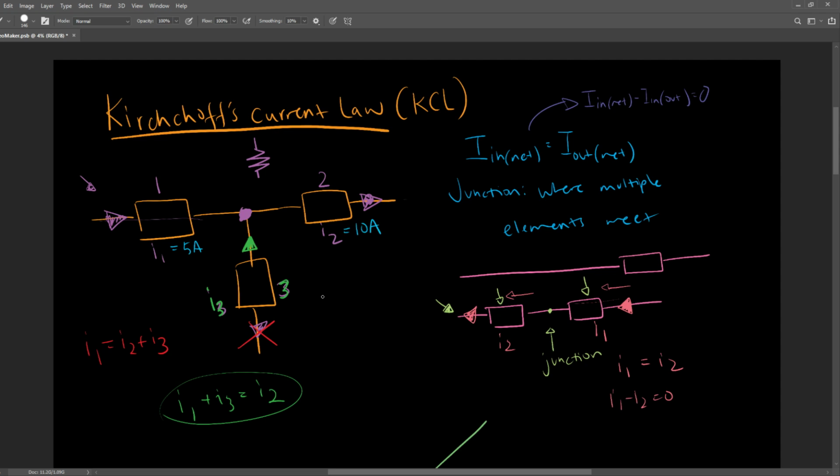Let's just say it's 10 amps. If this were the case, based on our equation, using this green arrow, we would get that I3 is equal to 5 amps. Because I1 is 5 amps, plus I3 is equal to 10 amps, I3 is going to be equal to 5 amps. And all this means, because it's positive, is that the current is truly flowing in this direction.